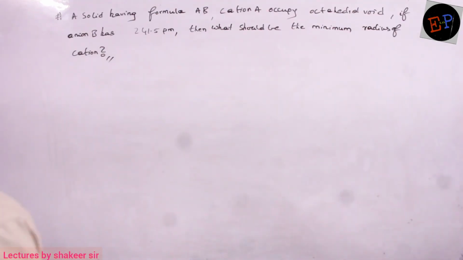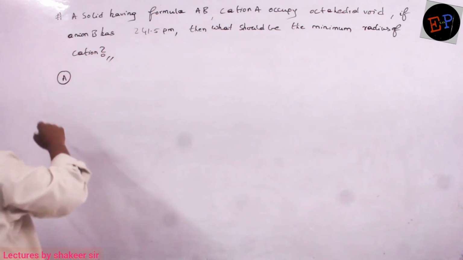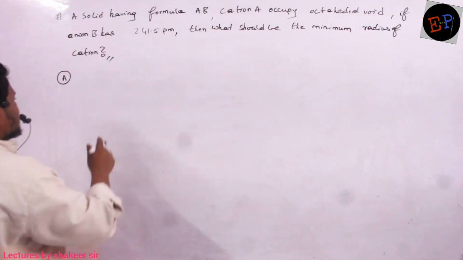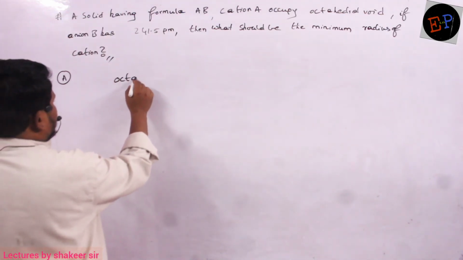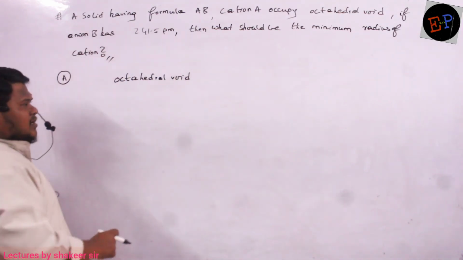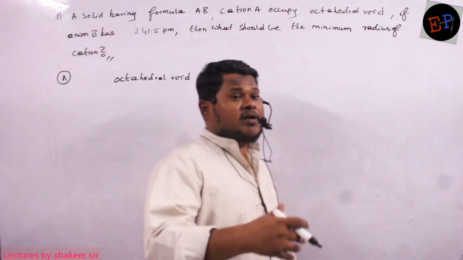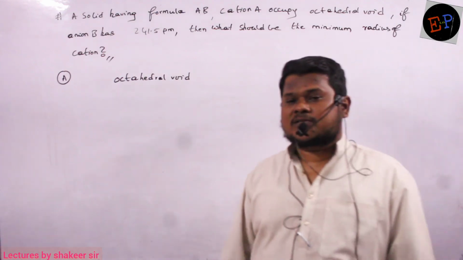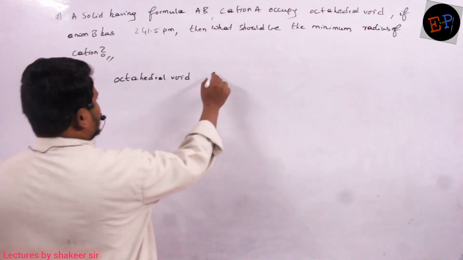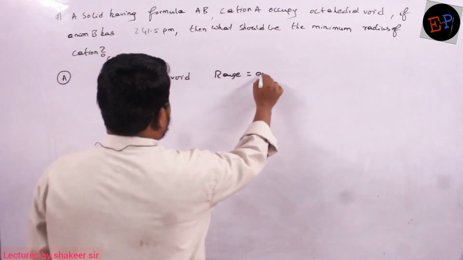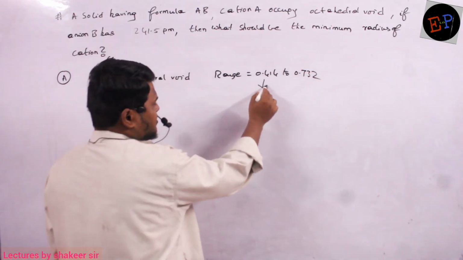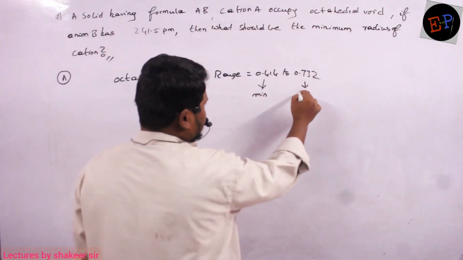Okay, so let us see this question. A solid having formula AB, cation A occupies octahedral void. So the question is given on octahedral void. And in octahedral void, what is the range of radius of cation to radius of anion? So the range is 0.414 to 0.732. It means this is the minimum value, and this is the maximum value.